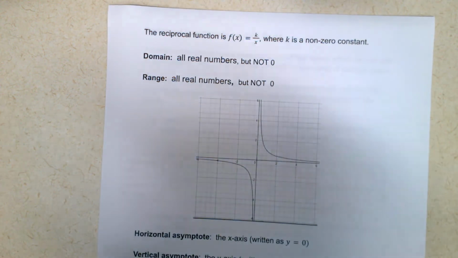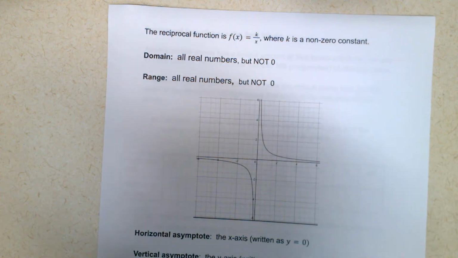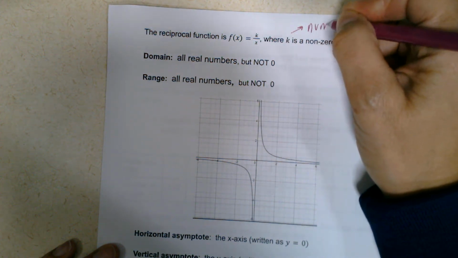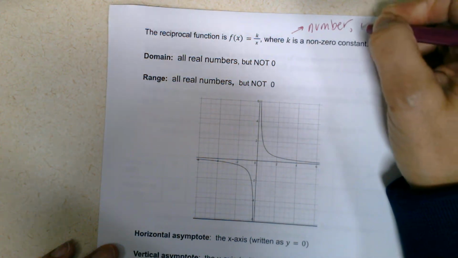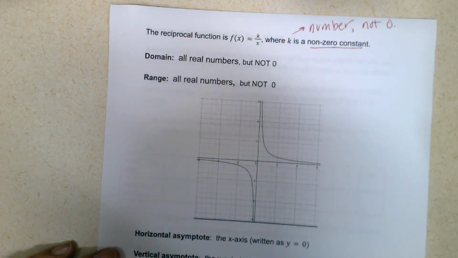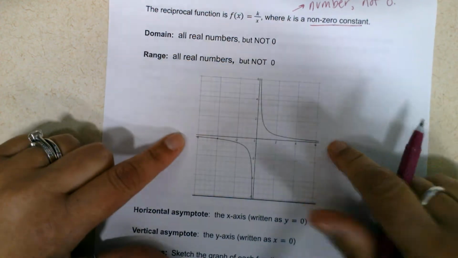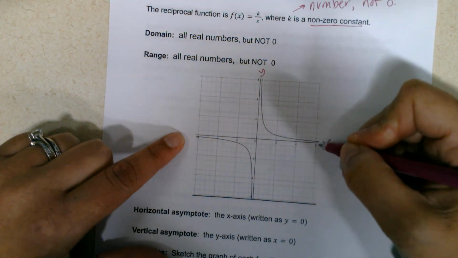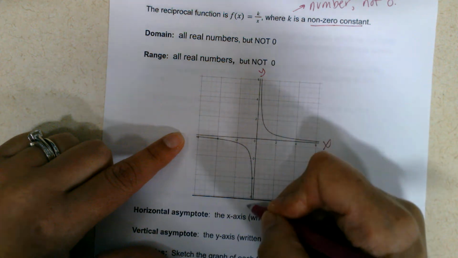The reciprocal function f of x equals k over x, where k is a non-zero constant. So basically they're saying that this is a number, not zero. That's what this means, non-zero constant. This is what the graph looks like. Here's our x-axis, here's our y-axis. This is part of the curve, and this is the other part of the curve.